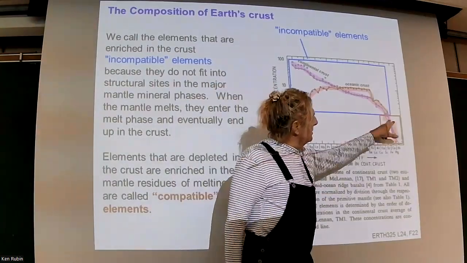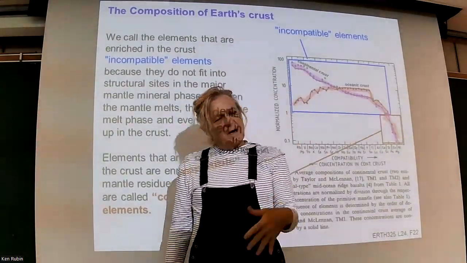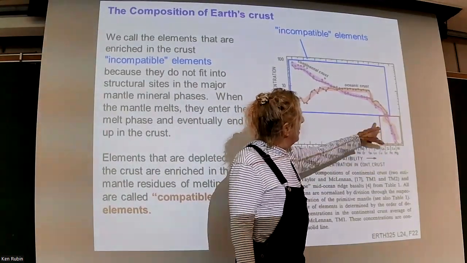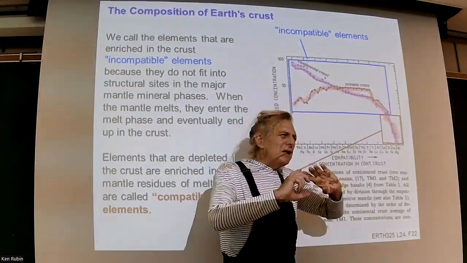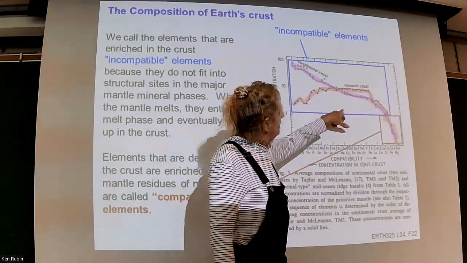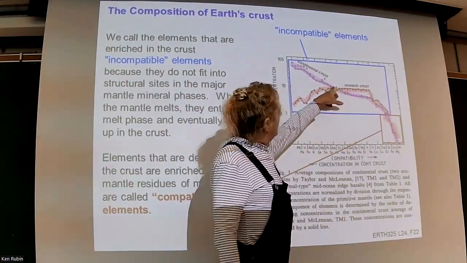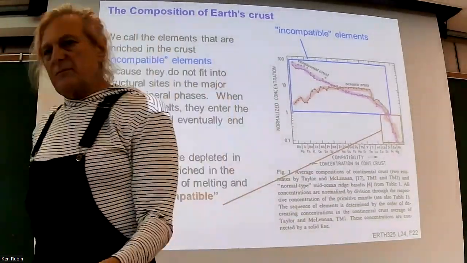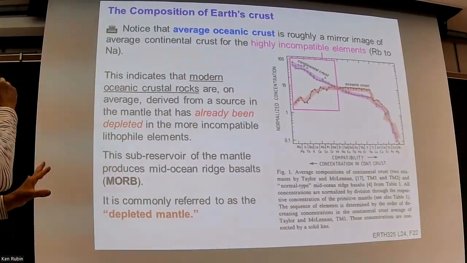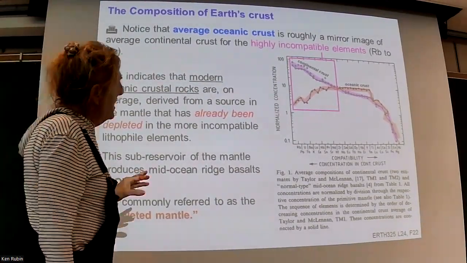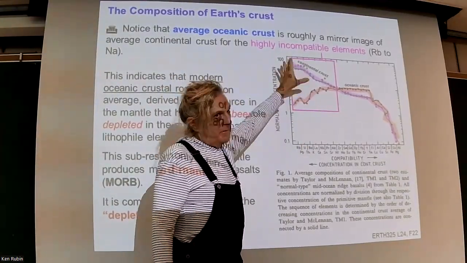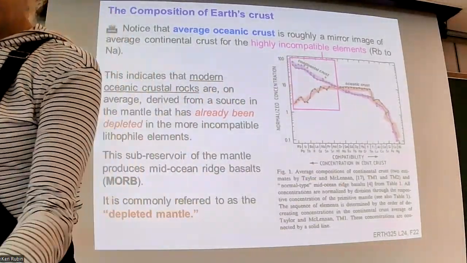For these elements that are called compatible, more of it stays behind than goes into the melt. And for these elements, like aluminum, what we call mildly incompatible, a little bit more of it goes into the melt than the solid, but not that much. It's not even a factor of 2. And then as we go up, we get more and more enrichment because those elements are more and more incompatible. And this slide already sort of highlights what I was just saying, that this part of the curve and this part look like mirror images of each other.